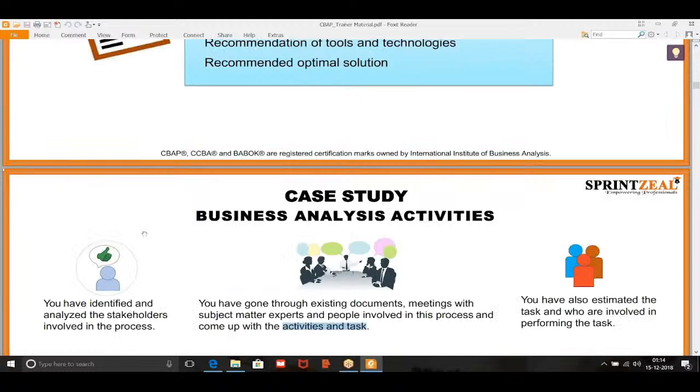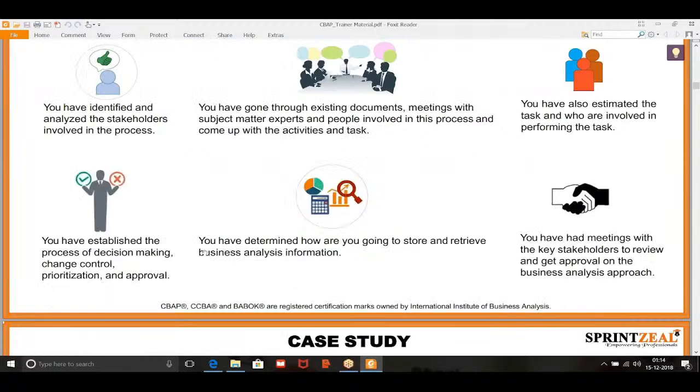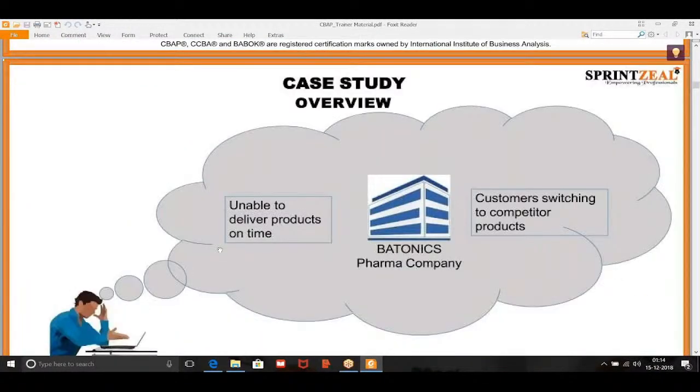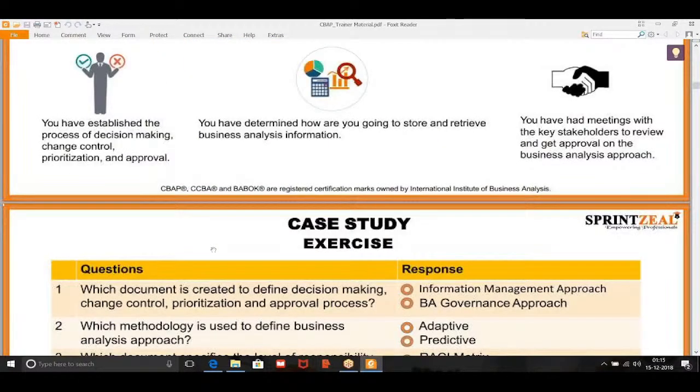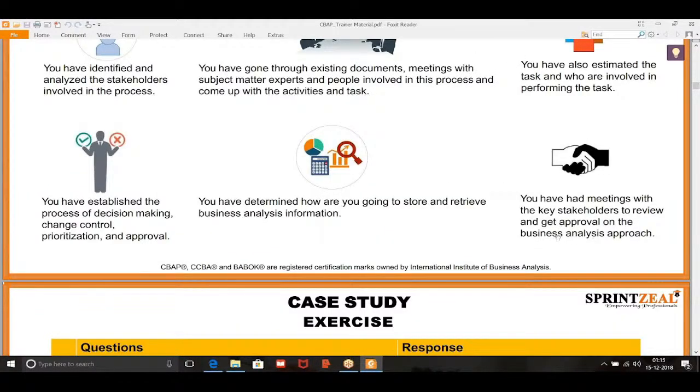Usually this activity happens in class, but just because the setup is different, I just wanted to quickly cover it. You have had meetings with key stakeholders to review. If you remember, one of the important criteria for the BA approach was to get the approval from stakeholders. So it is the PM, sponsor, and domain experts, because they are the ones who are involved here.